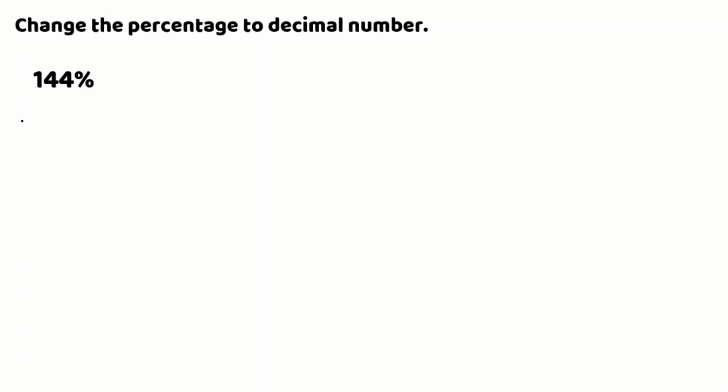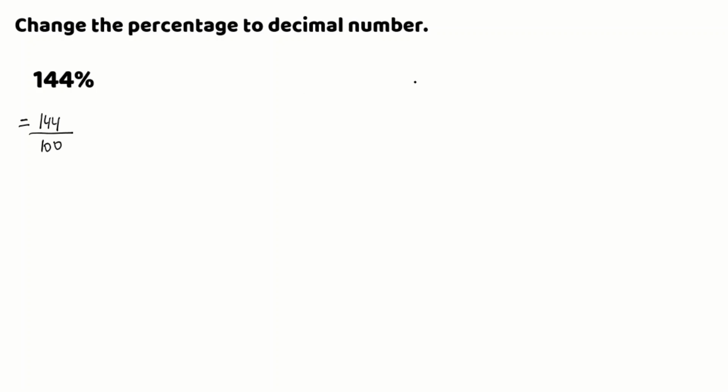And remember that whenever you're changing any percentage into a fraction form, regardless of how large the number may be, it always is rewritten with 100 as its denominator. Now that we've changed our percentage into its fractional form, we're now going to change it into a mixed number. And remember that a mixed number involves a whole number and a fraction.